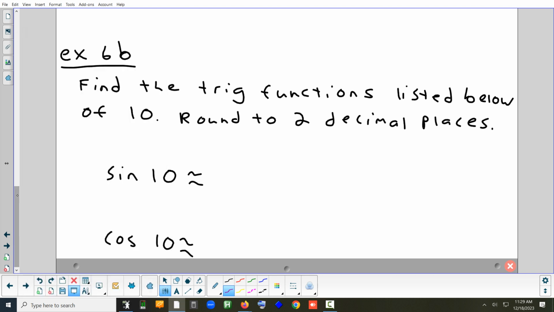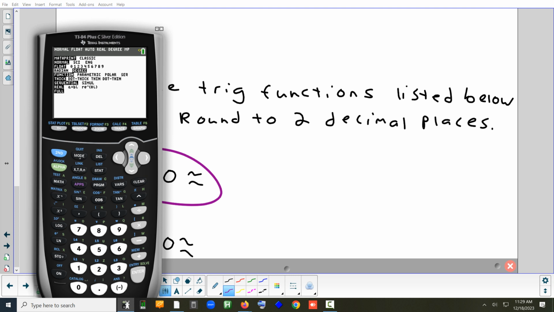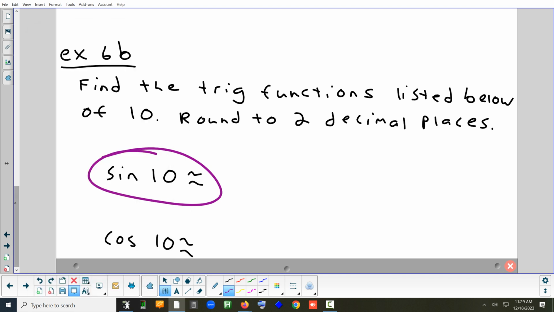Okay, somebody read this to me. What does that say? Sine of 10 radians. How do we know it's radians? It doesn't say that it's in degrees. Exactly. It's got to be in radians. If it doesn't say degrees, then it's radians. I won't tell you that on the test. You need to know, reading that, that it's 10 radians.